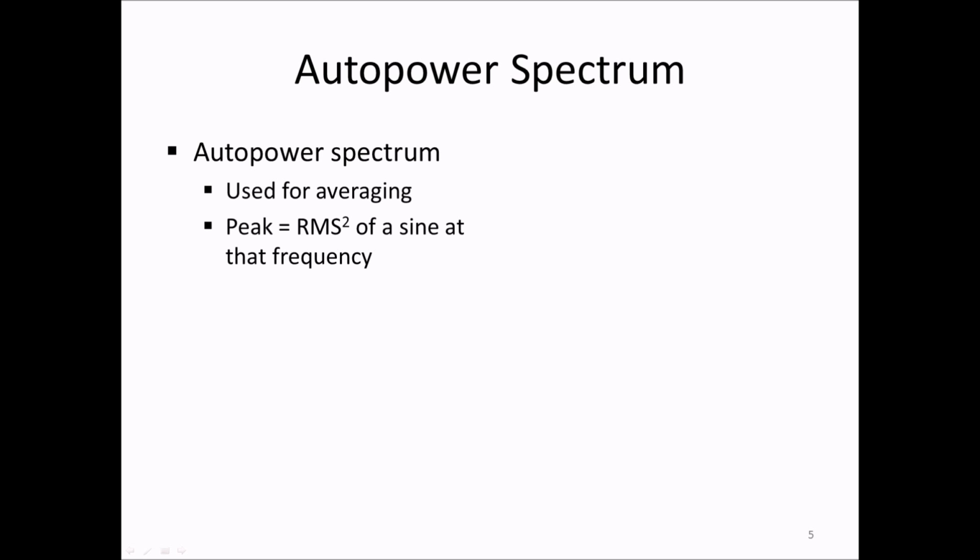Although we already know that the spectrum we want for a periodic signal is the linear spectrum, we will start by describing the Autopower spectrum. This is because this spectrum is always used for averaging to ensure that the averaged end result will be the RMS of the averages. Remember that RMS is based on the mean of the squares. As you remember from Lecture 5, the Autopower spectrum with RMS scaling is interpreted so that a peak value is equal to the square of the RMS level of a sine at that frequency.